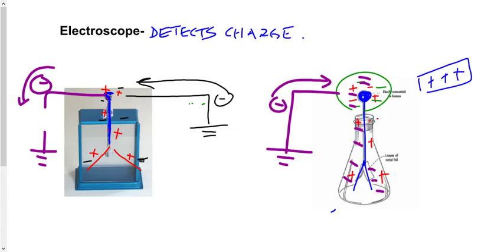Cut the ground wire, and they're going to stay that way for a while at least, because there's no way for the electrons to go back down into the ground. Yep. Cut it and then take away this. Yeah, there's more negatives all over the place than there are positives, so therefore the leaves would still stay spread apart. And it'd stay that way until you ground it again.